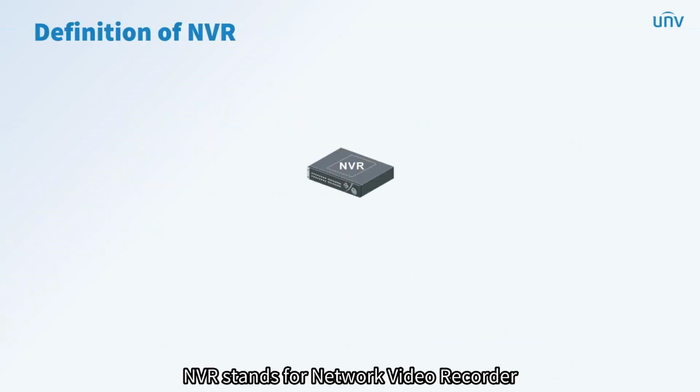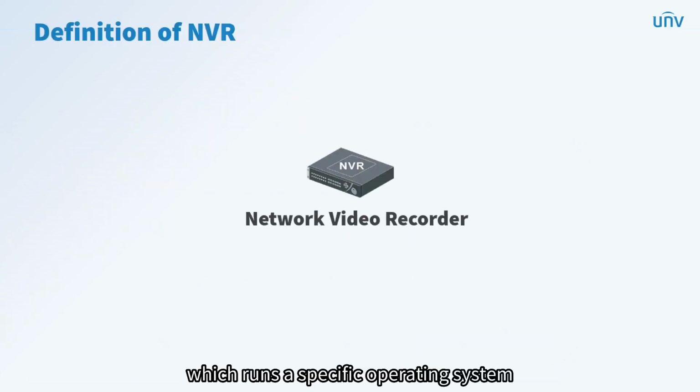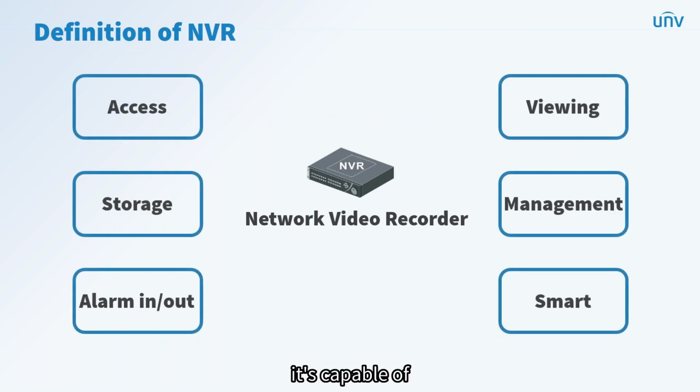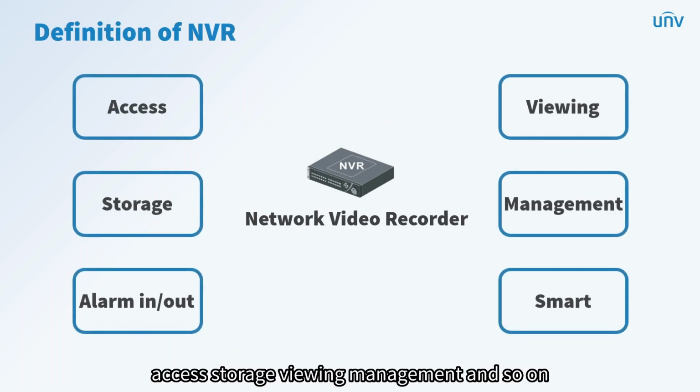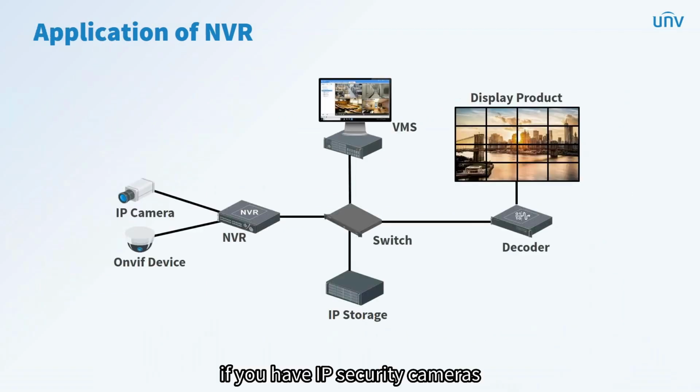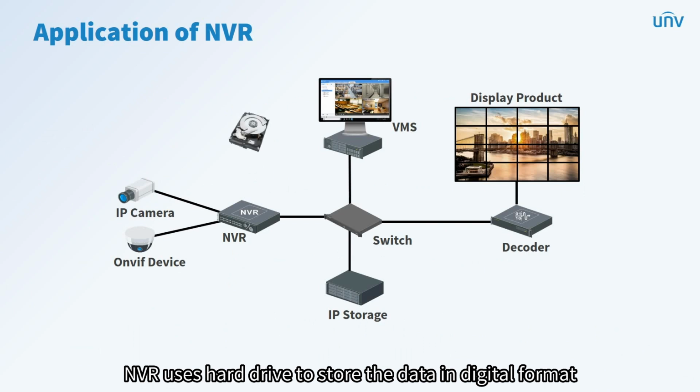NVR stands for Network Video Recorder, which runs a specific operating system designed for CCTV video. It's capable of access, storage, viewing, management, and so on. If you have IP security cameras, certainly it's a good idea to have an NVR. In this CCTV system, cameras capture and encode images, then transmit them to NVR. NVR uses hard drive to store the data in digital format.